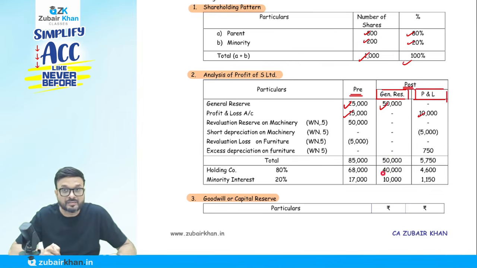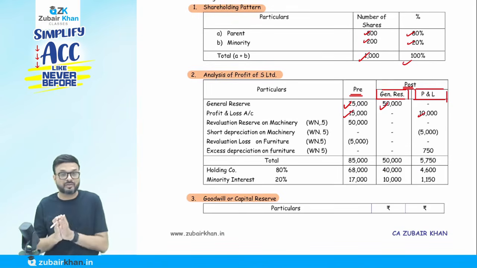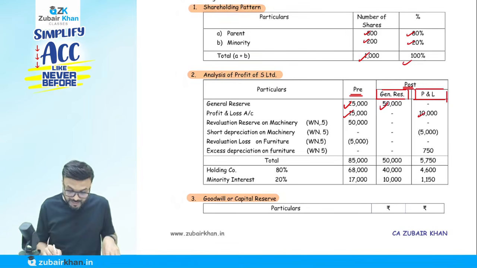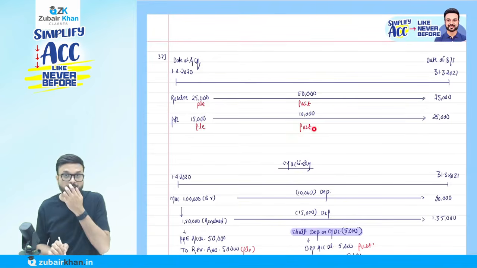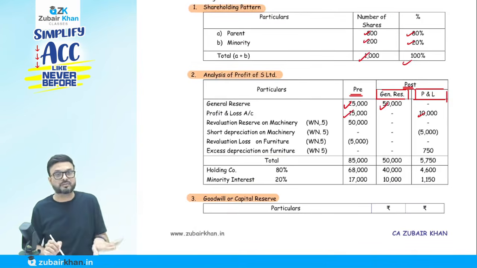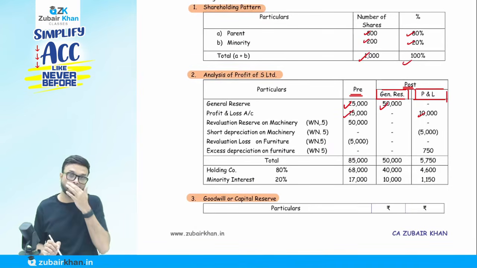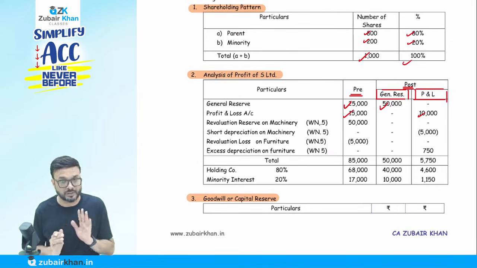So the general reserve balance will be added to the general reserve balance, and the P&L account balance will be added to the P&L balance. It's a revenue nature profit. So the general reserve portion will go to general reserve and the P&L balance will go to P&L. That's why we have to bifurcate. When anything is coming in post as general reserve, and post as P&L, we have to make 2 columns. Not for the pre, because pre is capital nature profit, and ultimately we deduct the total amount from the cost of investment, so there's no need for that. That's why we have made 2 separate columns in the post column, the general reserve and the profit and loss account.